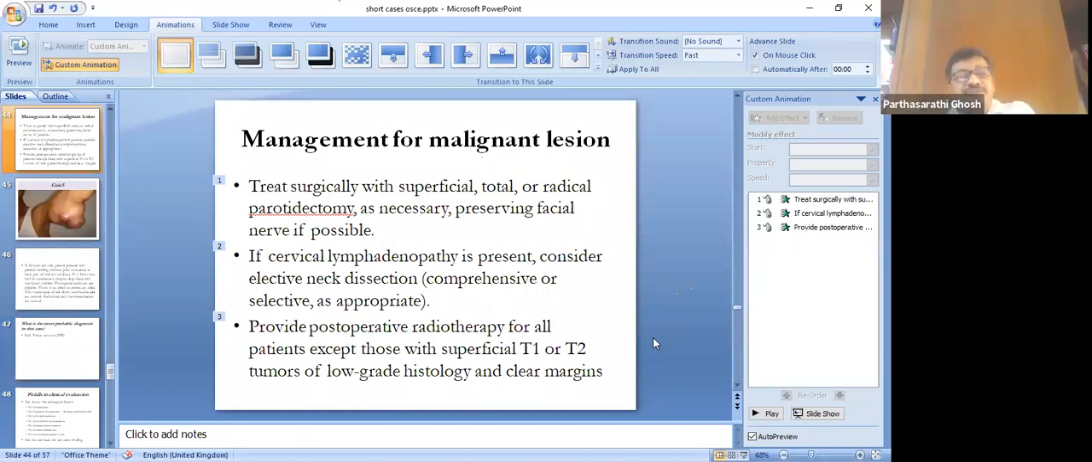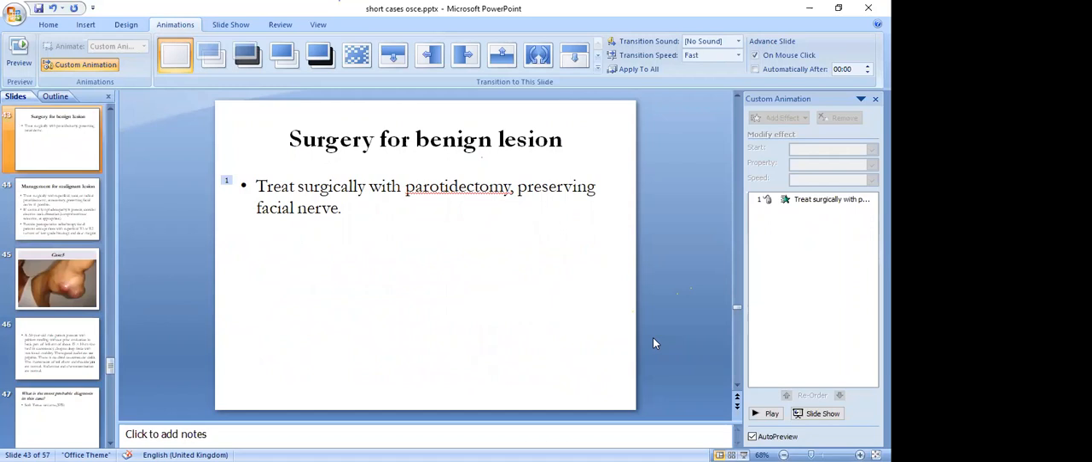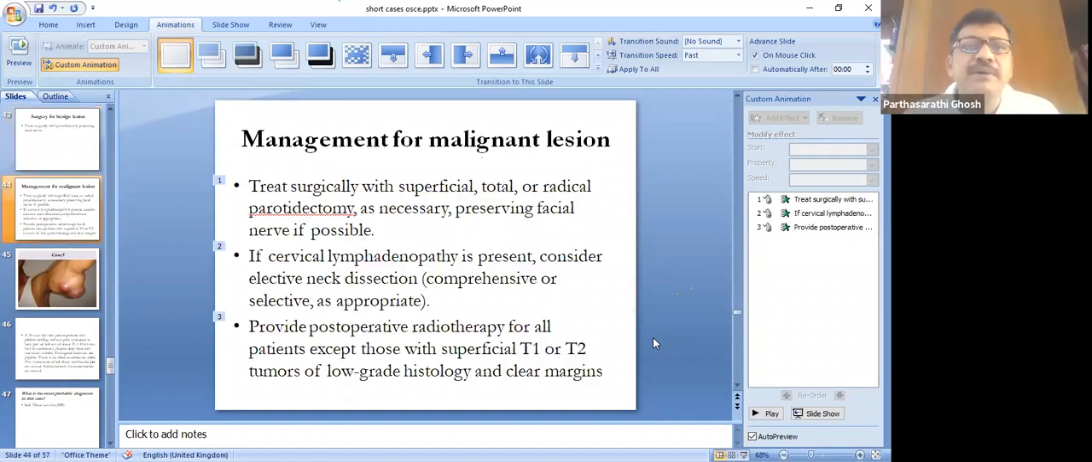So, what about the lymph nodes? Sir, if the tumor is more than 4 cm, T3, T4 tumors, palpable lymph nodes, recurrent tumors, high-grade tumors, in these cases we would like to do selective lymph node dissection. Very good. So, generally, we go for an aggressive parotidectomy in case of a malignant lesion, whether superficial, total, radical, whatever, and if the cervical lymph node is present, we have to go for lymph node dissection and provide postoperative radiotherapy for all patients except superficial T1 and T2 tumors of low-grade histology and clear margins.